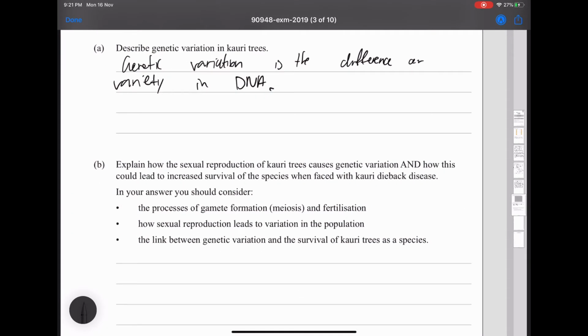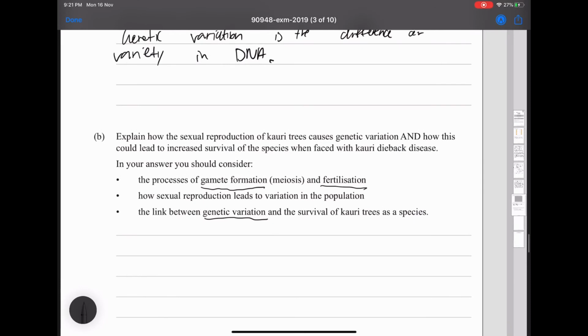Question 2b. Explain how the sexual reproduction of trees causes genetic variation and survival of disease. In your essay, you should consider gamete formation, fertilization, how sexual reproduction leads to variation in the population, and the link between genetic variation and the survival of trees as a species. So we can first start by talking about gamete formation. Gamete formation is produced during meiosis, and it is produced by either crossing over and independent assortment or segregation.